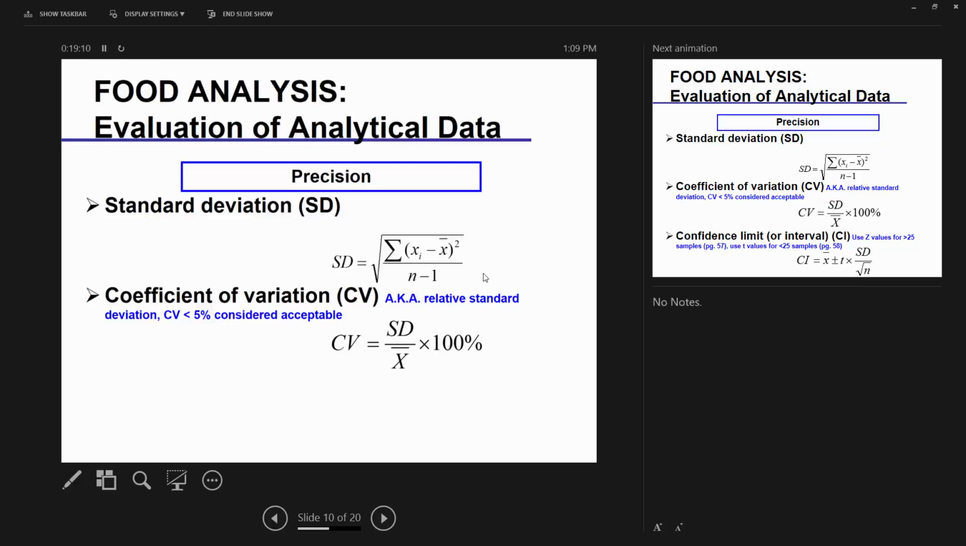Yes, you guys are wrong. Okay, let's convert standard deviation to coefficient of variation. Can you do the math really quick? What would be the CV on this one? 10%. Okay, what would be the CV on this one? 3%. Now, which is more precise?